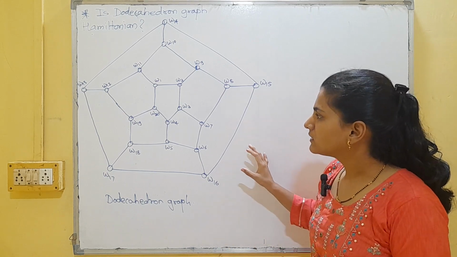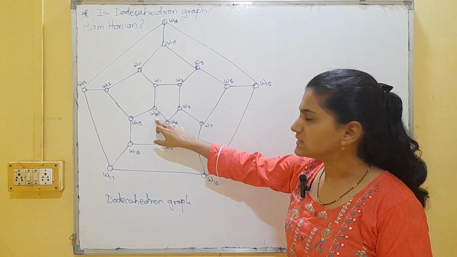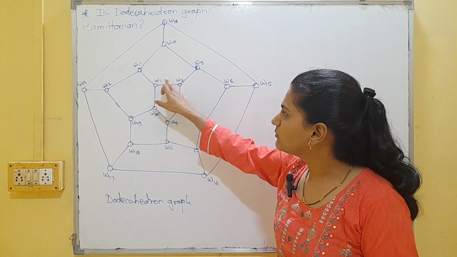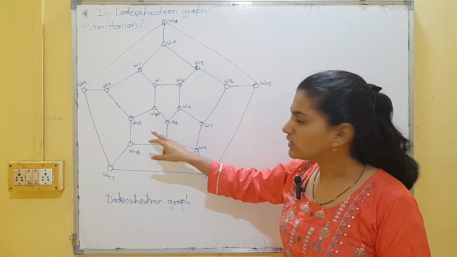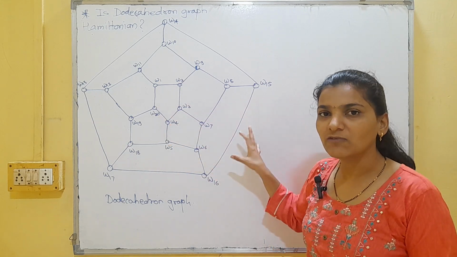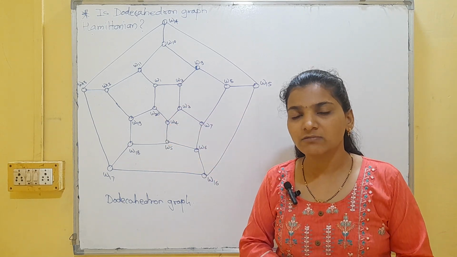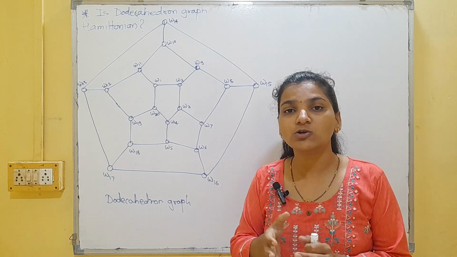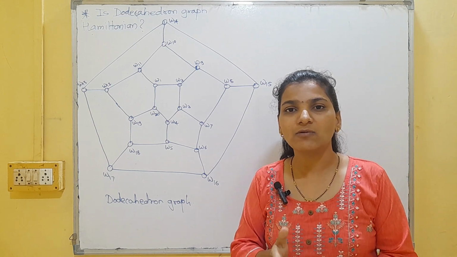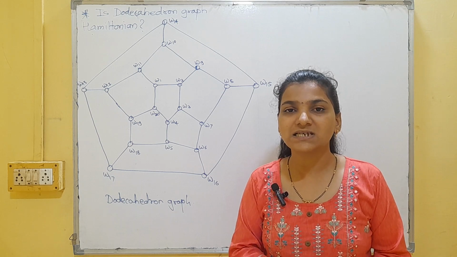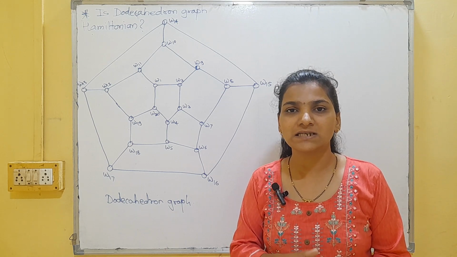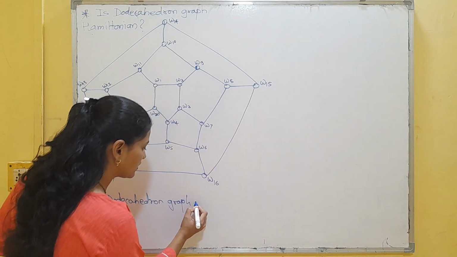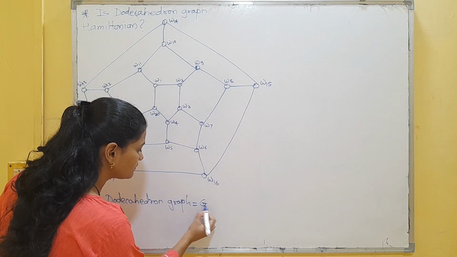This graph contains 20 vertices. If you observe, I have labeled the vertices W1, W2, up to W20. That means this is a graph on 20 vertices. We want to check whether this graph is Hamiltonian or not. That means we want to check whether this graph contains a cycle which passes through all 20 vertices of graph G or not. I am calling the dodecahedron graph G.